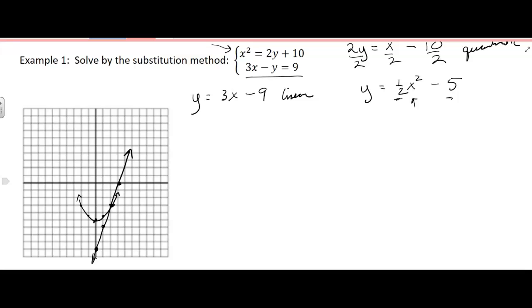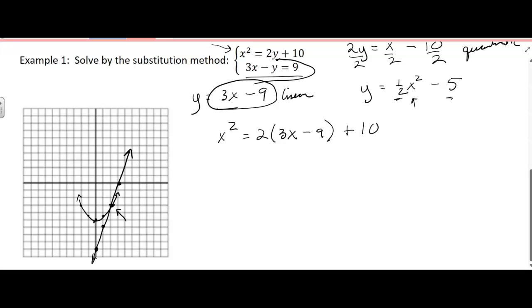That's a picture. You can see there's a point that they share right there. Is there another point they share? Well, maybe. Okay, what could we do to solve this then without doing more graph work and stuff like that. Well, we could substitute 3x minus 9 into the other equation. So I would have x squared equals 2 times 3x minus 9 plus 10. That is substitution. So I had this equation with y by itself. And so I said, well, I can plug the 3x minus 9 in for y.